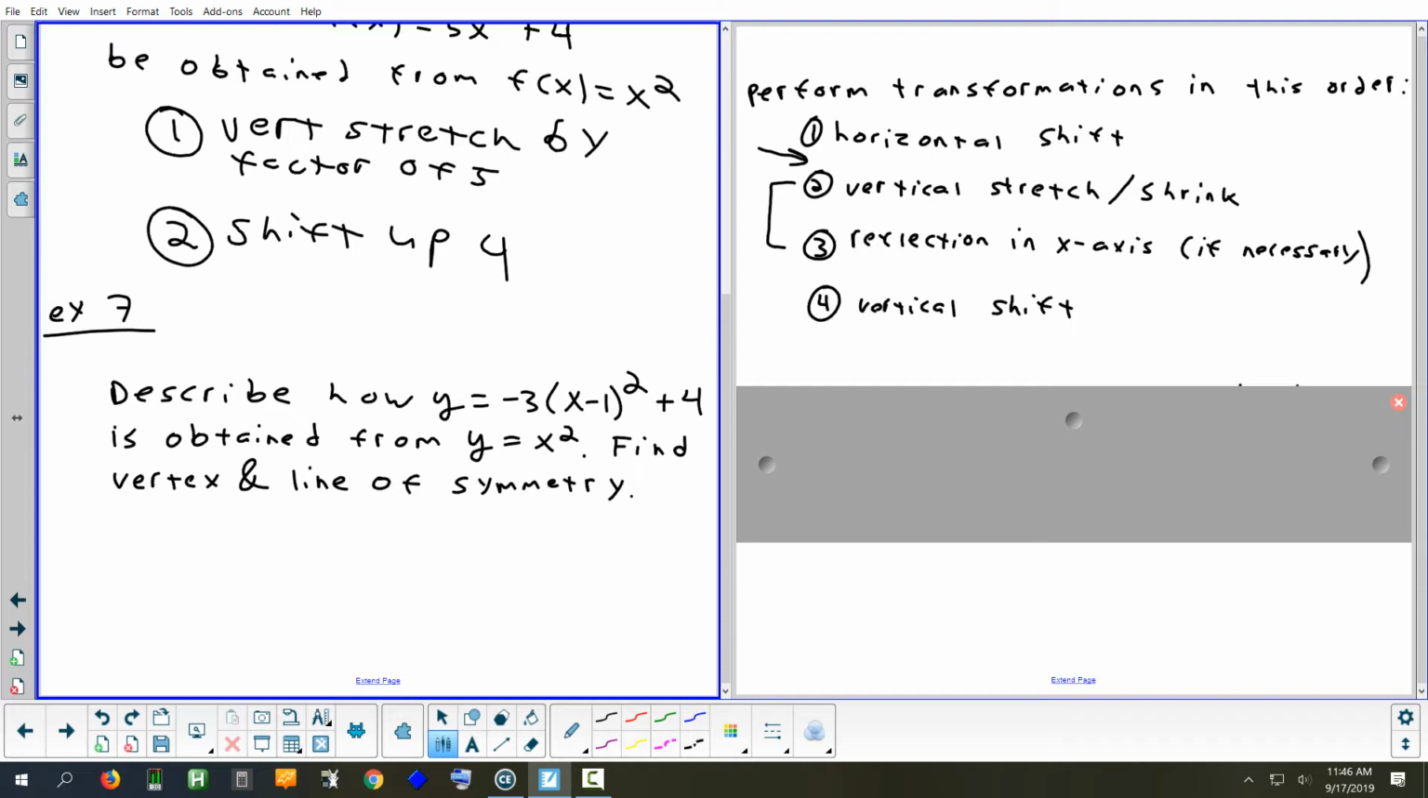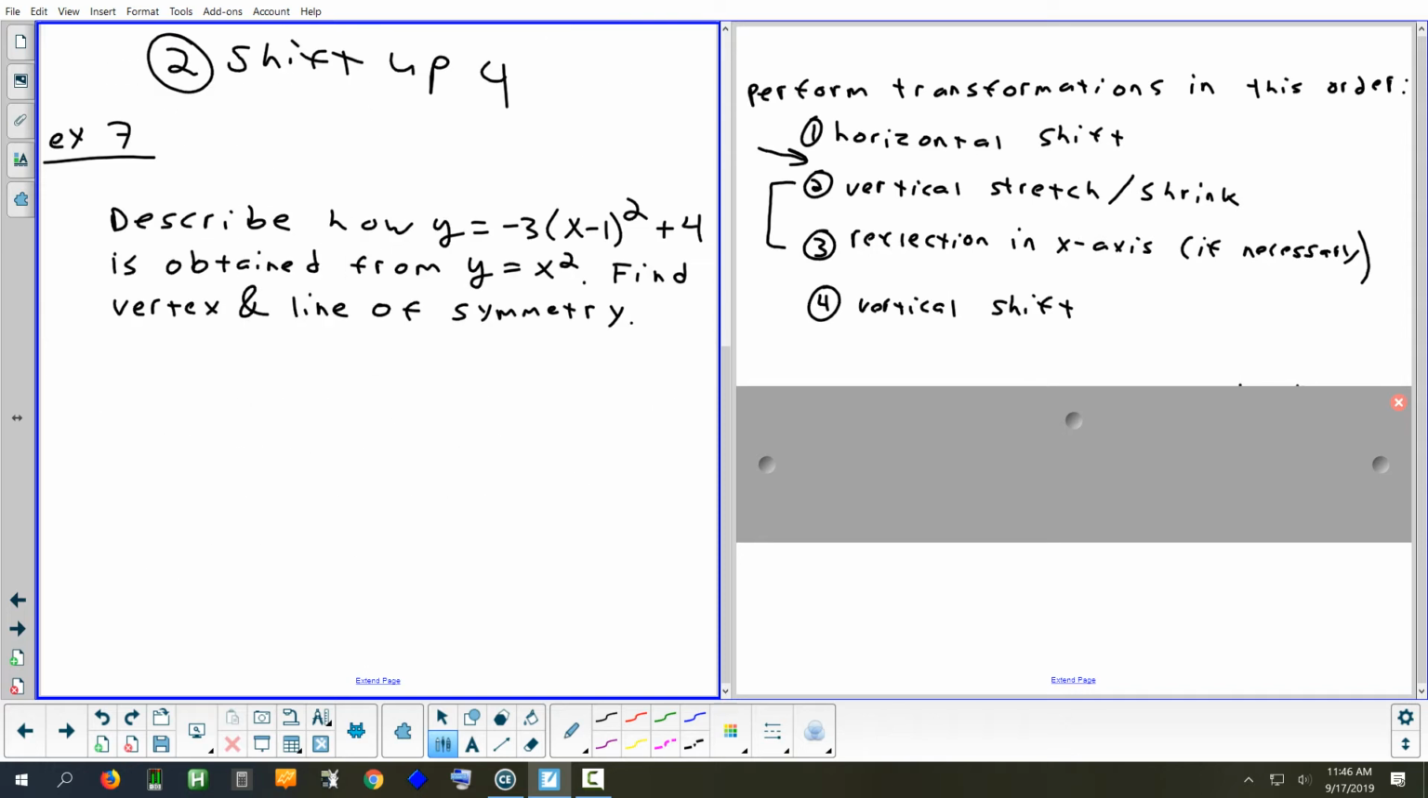Okay, example 7, same kind of thing again. Let's describe the transformations, and then we'll do vertex and line of symmetry. And then I'm going to do the last thing, which is going to answer Eric's question about, well, which letter did we really just change? And that'll be the last thing.